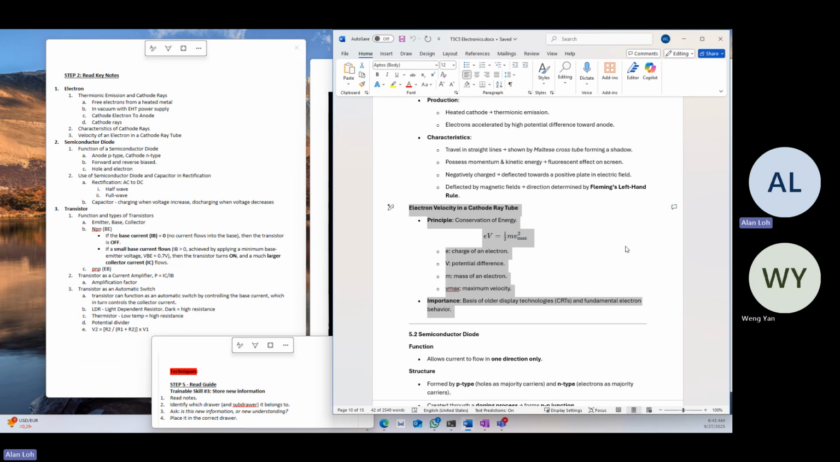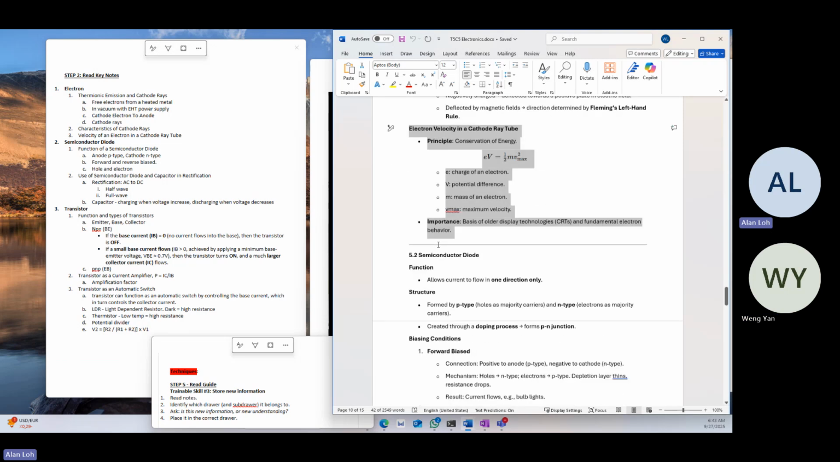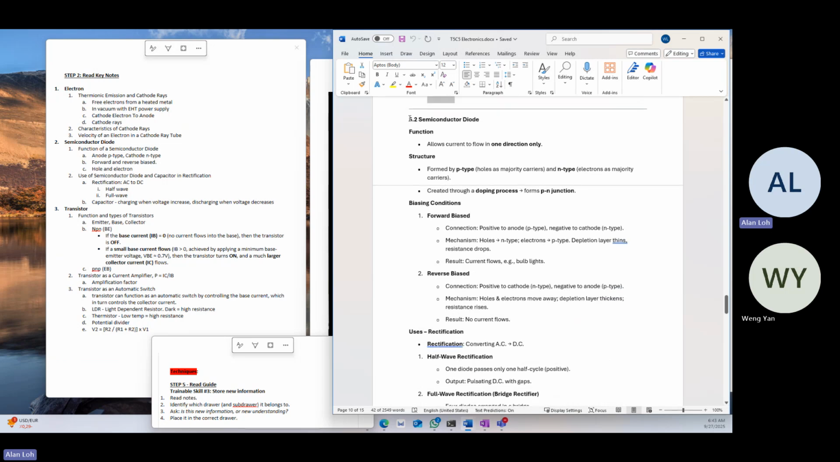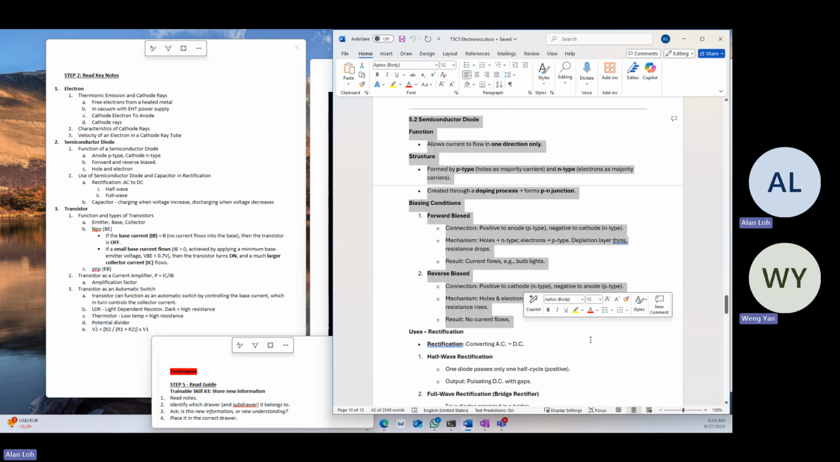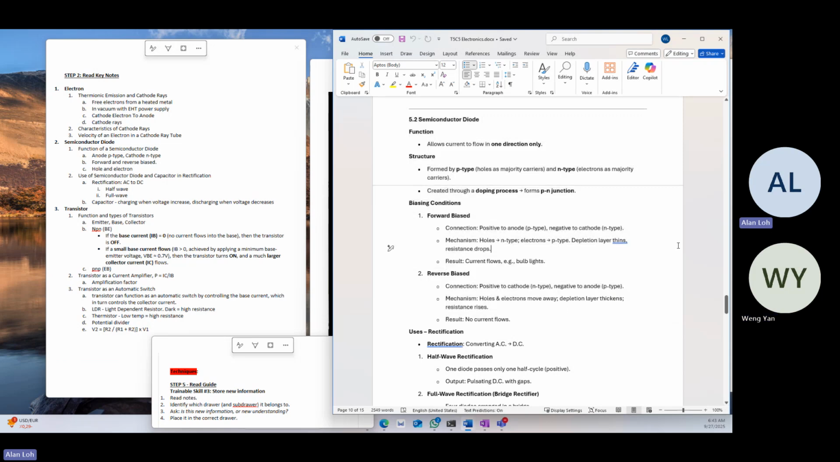Which is the motion. This is the formula. Basic color display technologies. Okay, let's move to drawer number 2. Enter. Repeater. Enter. Open process.